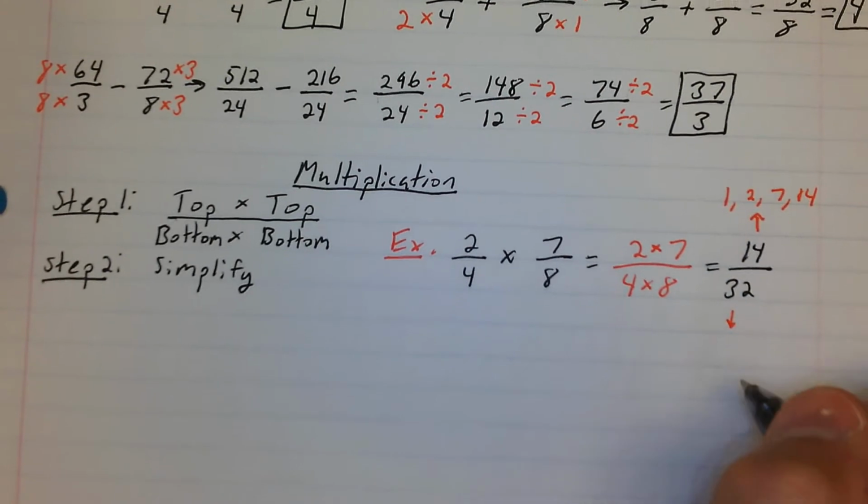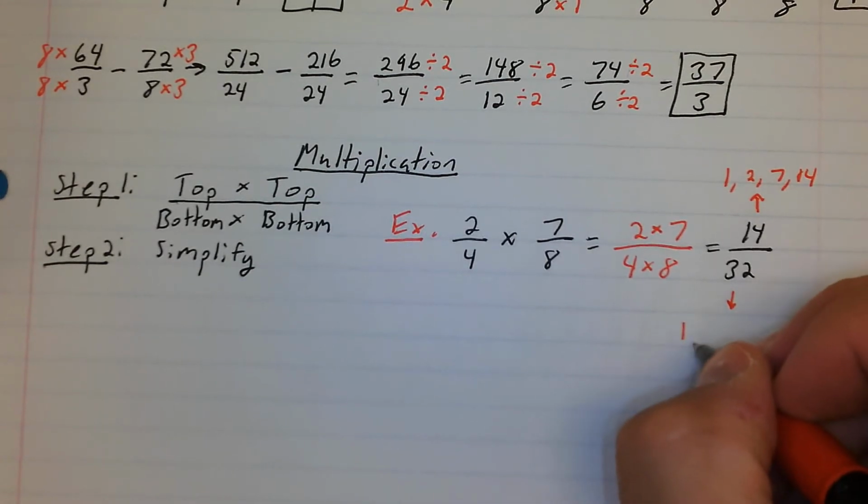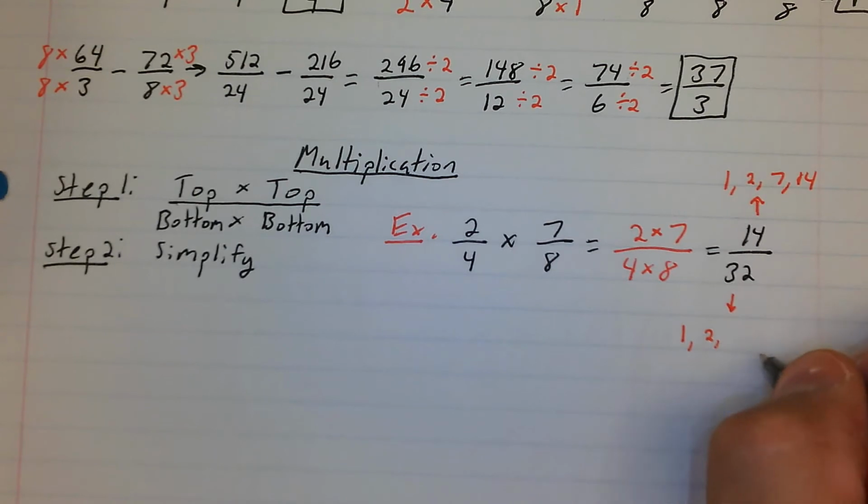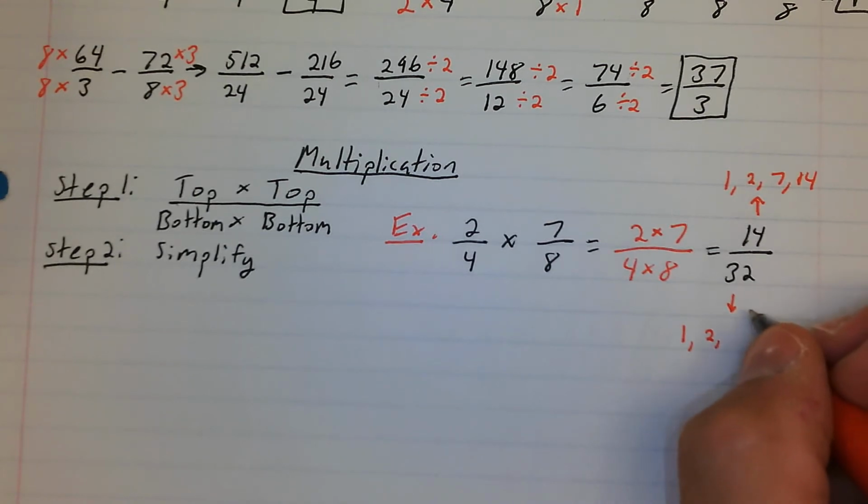Let's think of some factors down here for 32. I have 1 times 32. I have 2 times 16. Can 3 go into 32? No. 4 can. I have 4 times 8.